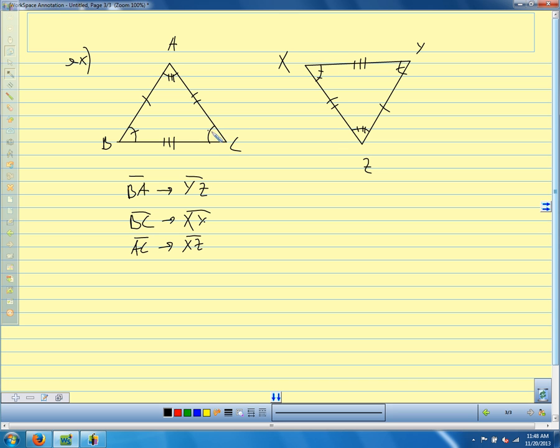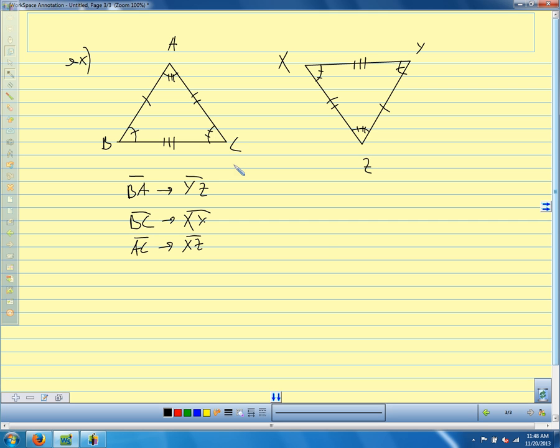And we could do the same thing with our angles. So angle B would have to correspond to angle Y, angle C would have to correspond to angle X, and angle Z would have to correspond with angle A. Could we now say that these two triangles are congruent the way they're marked up? Each pair of corresponding sides is congruent, and each pair of corresponding angles is congruent. So we could say those two are congruent.